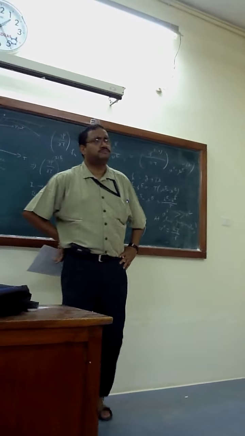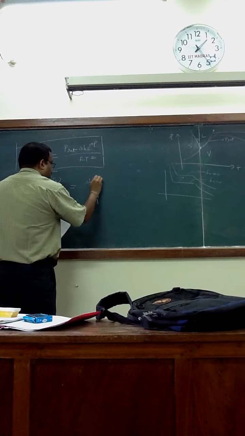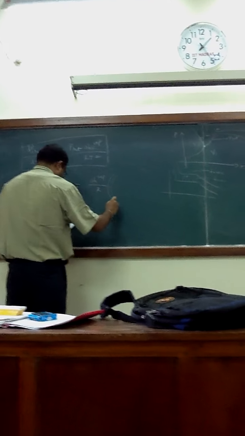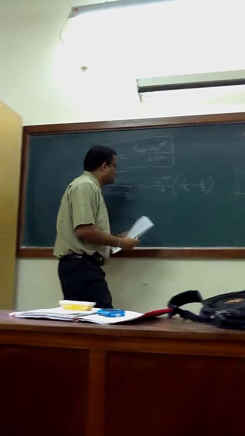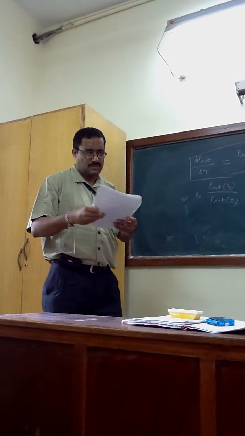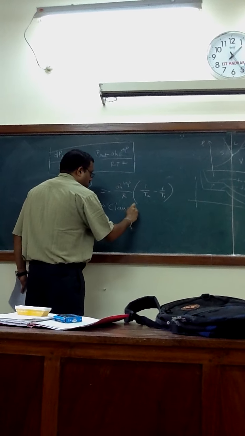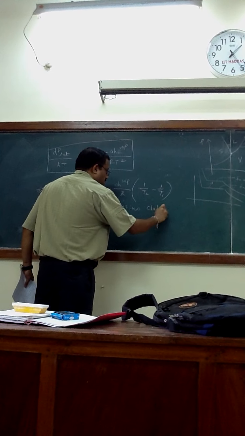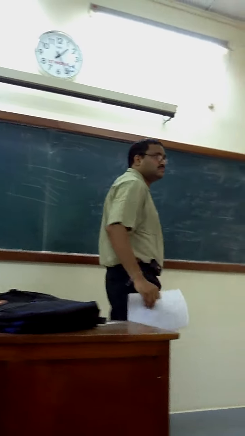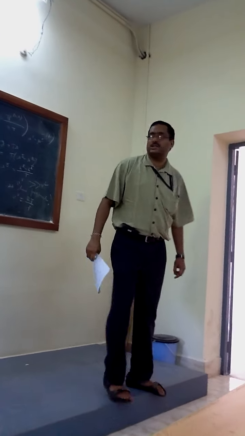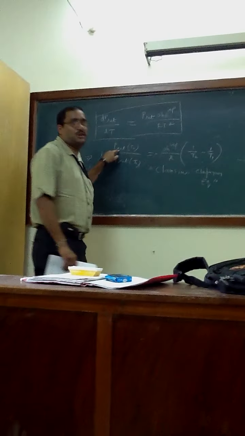Delta H vapor by R, 1 by T1, you can put 1 by T2, minus L. This is the Clausius-Clapeyron equation. Now you can understand the basics of the Clausius-Clapeyron equation. The saturation pressure, people say vapor pressure, saturated pressure, or vapor pressure.